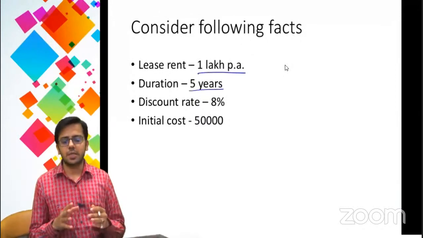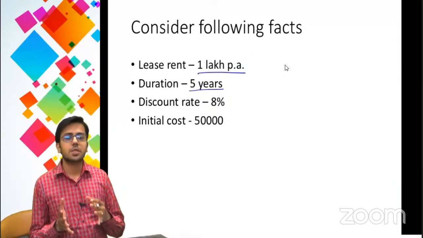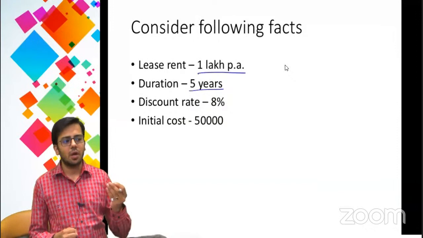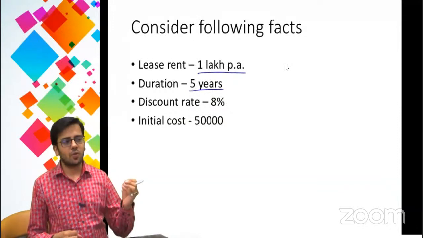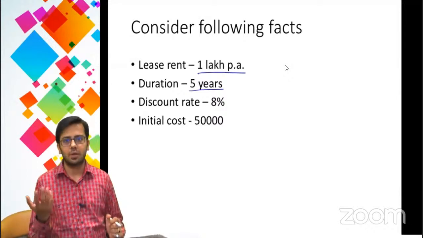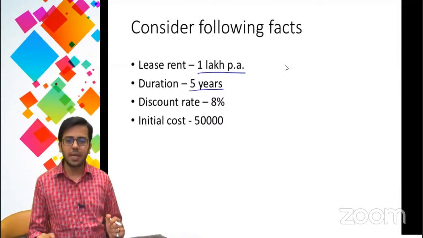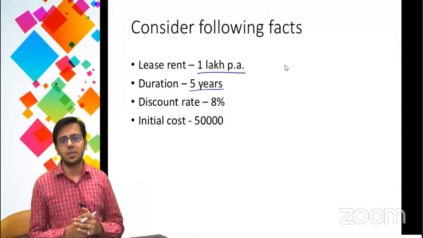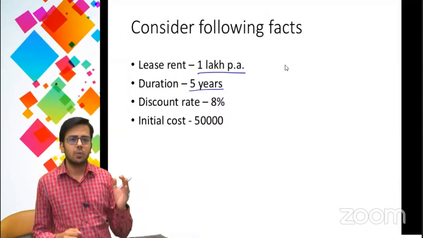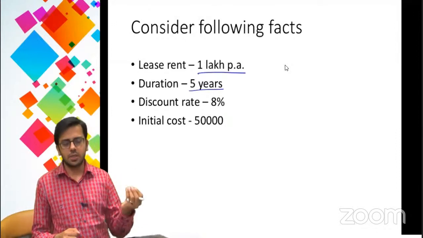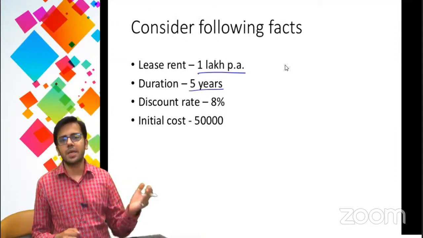The asset that has been taken on lease has a discount rate. See, every asset has its own discount rate. Like suppose you want to buy a car, so the rate of interest will be 8 to 9%. Whereas if you want to take a house, the rate of interest provided by the bank is generally 6 to 7%, right? So that is the difference we are talking about. So in this particular case, the discount rate varies from asset to asset.